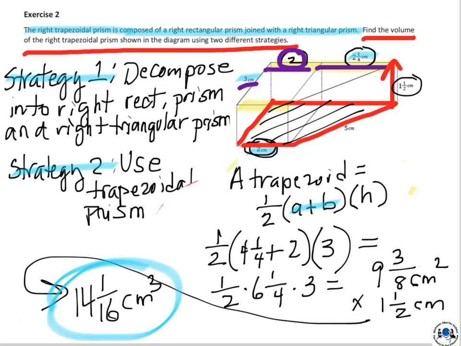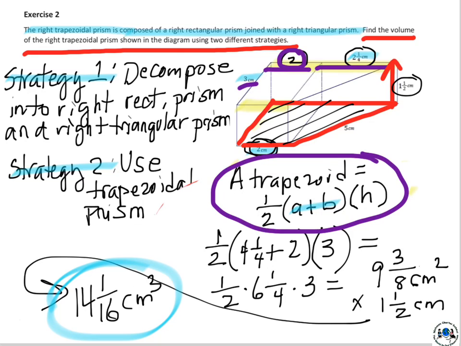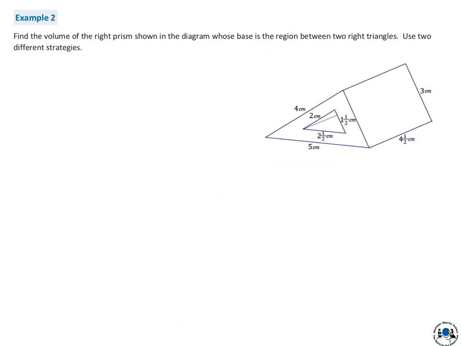So whichever one you like. I would say if you get used to the whole trapezoid formula right here, the area of a trapezoid formula, and you know that well, it's probably the best way to do it. No need to decompose. Probably be a little bit quicker.